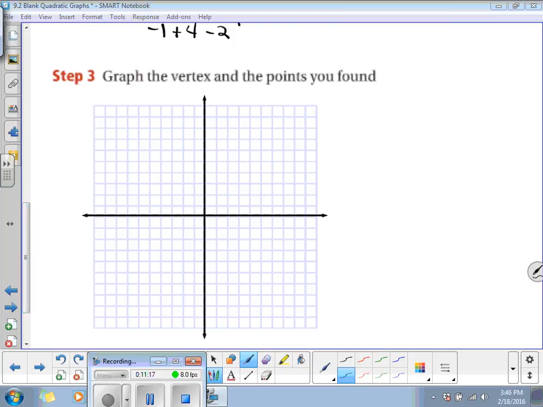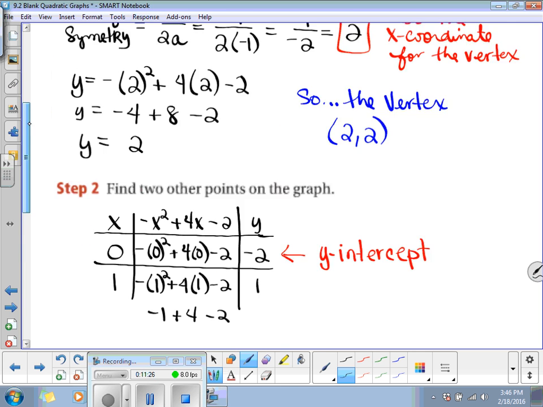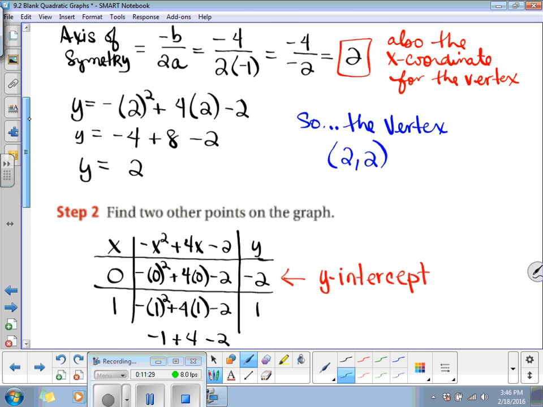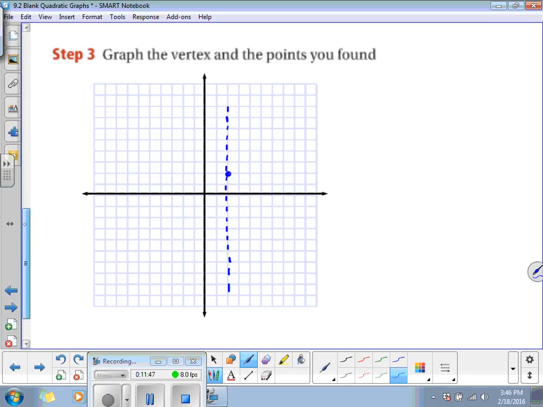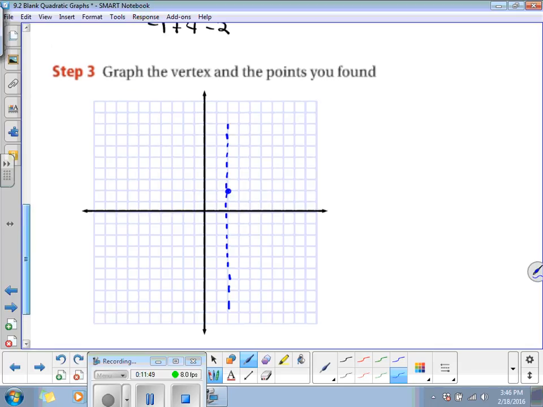All right, and step 3 is to graph. Now the first thing I'm going to put on there is my vertex. So the vertex we said was 2, 2. So we're going to graph 2, 2. There is my vertex. Remember, at the vertex is my axis of symmetry.